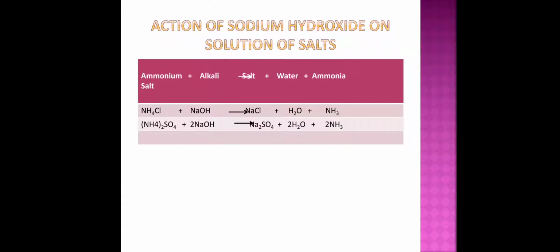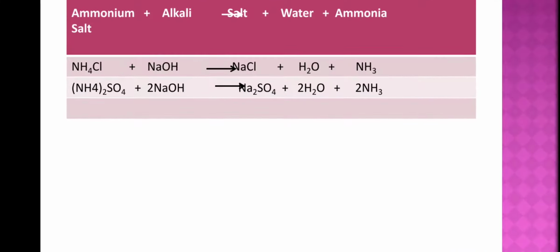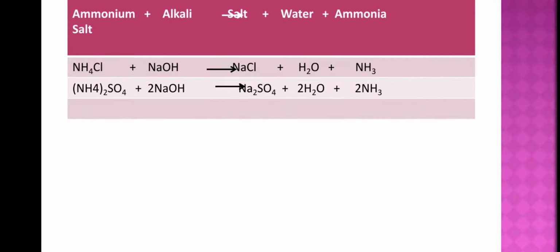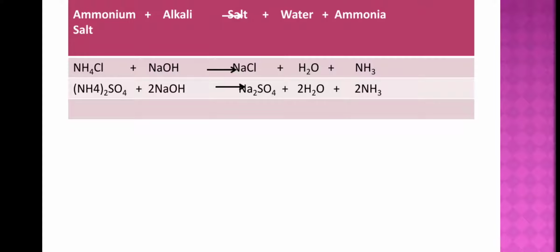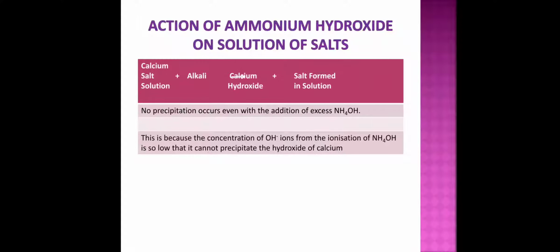Now let's see the example of action of sodium hydroxide on the solution of an ammonium salt. If an ammonium salt like ammonium chloride or ammonium sulfate is made to react with an alkali like NaOH, it gives us the corresponding salt, as well as water, and ammonia gas is released. So in this case we don't see precipitates, ammonia gas is released. So till now we have seen different examples of action of sodium hydroxide on various salts.